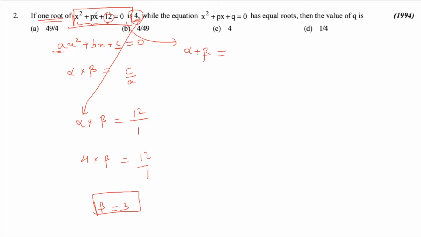So b here is equal to p. Minus p upon a is the coefficient of x square. Here it is 1. So for this same quadratic equation, sum of the roots is minus p by 1. But now we know both the roots. They are 4 and 3.